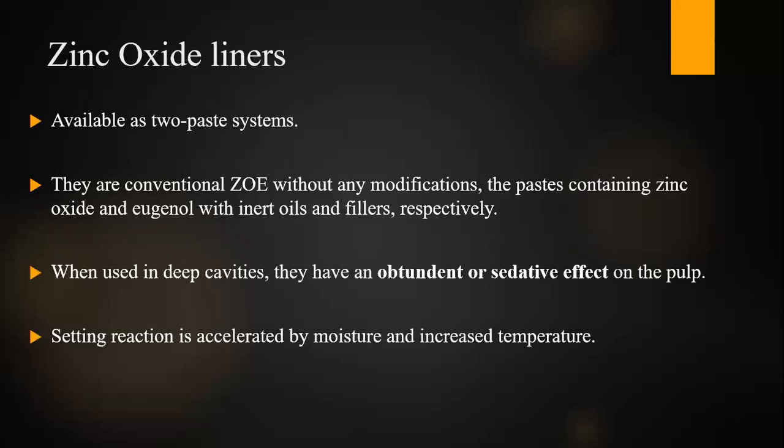Then zinc oxide liners. They are available as two-phase systems. They are conventional zinc oxide eugenol without any modifications. The phases contain zinc oxide and eugenol with inert oils and fillers respectively. When used in deep cavities, they have an obtundant or sedative effect on the pulp. Setting reaction is accelerated by moisture and increased temperature.